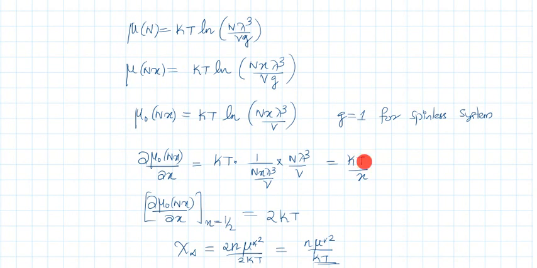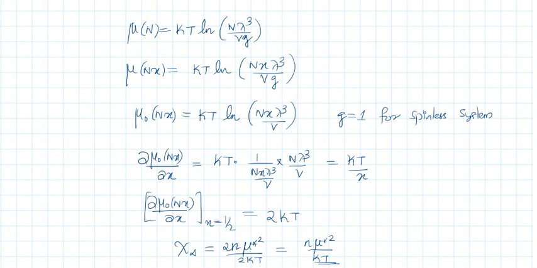So, it is kT by x. So, ∂μ0/∂x at x equal to half is 2kT. Substitute this value in the expression for chi. You will get chi infinity as 2nμ*² divided by this quantity. It is 2kT. 2 will cancel. It is nμ*²/kT. Exactly the same expression we obtained using Boltzmannian treatment.